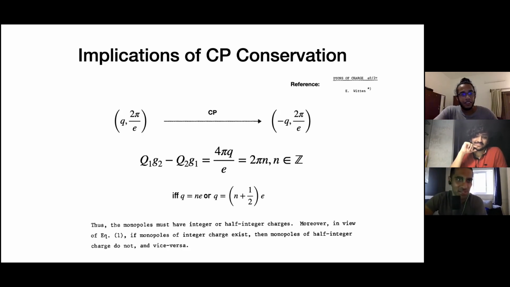So in some sense, you need magnetic charges in order to realize that electric charges are quantized. Wow. But of course, we're talking about dyons of charge e theta over 2 pi. So what could that mean, right?